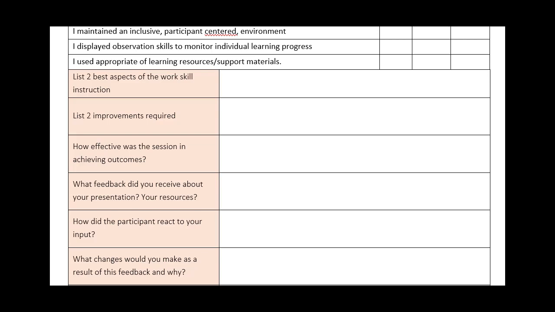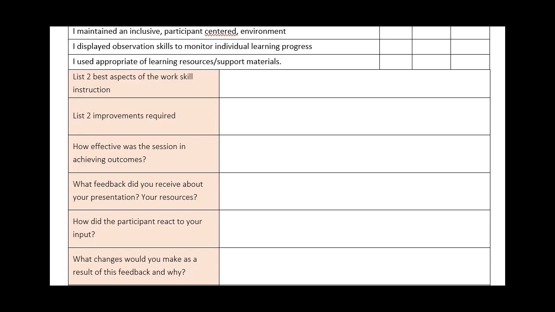2 improvements that you've identified are required. And they don't have to be big improvements. They might be better timing. It could be better uses of resources or use the resource at a different time or a different component area within your work skill instruction presentation to have more interaction with your students or your learners. So there's a whole bunch of different things that you could put in there.